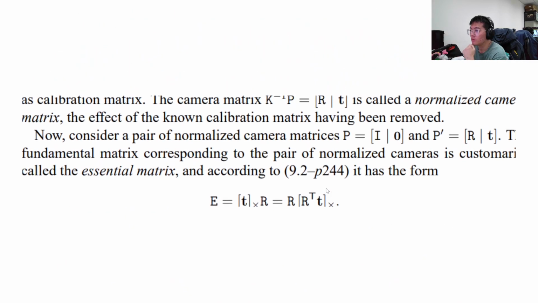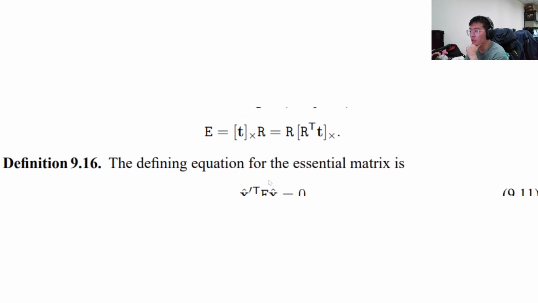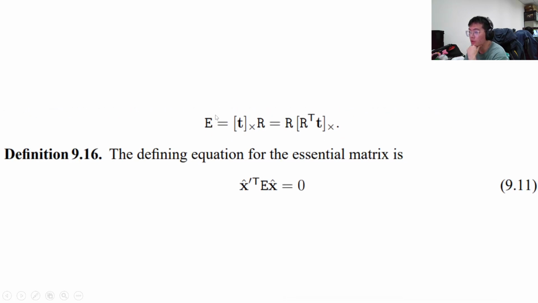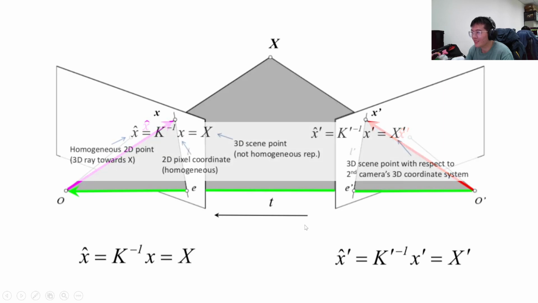So let's break this down. First we have P, which is our camera matrix, and then we have this essential matrix formula, which is translation into rotation matrix, and from another equation, x hat dash transpose E x hat is equal to 0. What does that mean? So x hat is equal to K inverse x, and x hat dash is equal to K dash inverse x dash. Okay, that still does not really make sense.